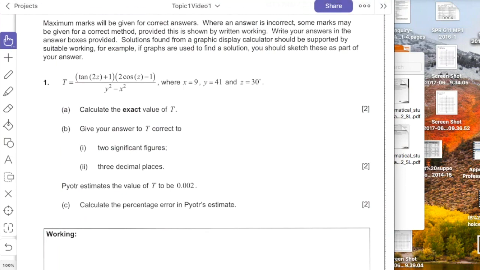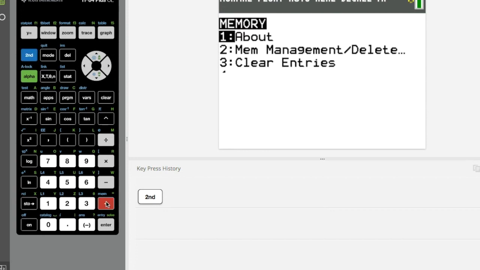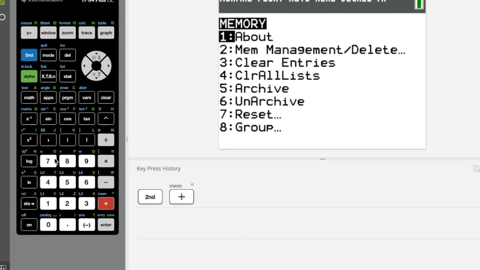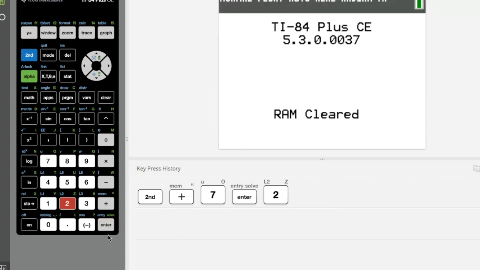I'm going to show you what they do with your TI-84 before you go in to the exam. They're going to clear out all the memories so that you have an equal chance as all the other students. Okay, so I went to second, memory, and then I'm going to clear or reset, enter, to enter.